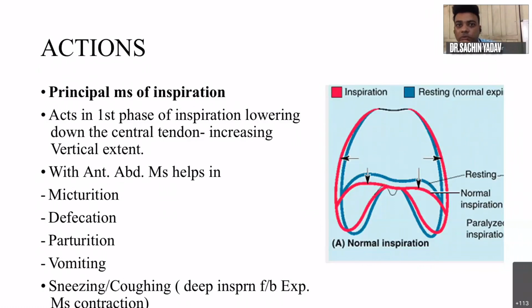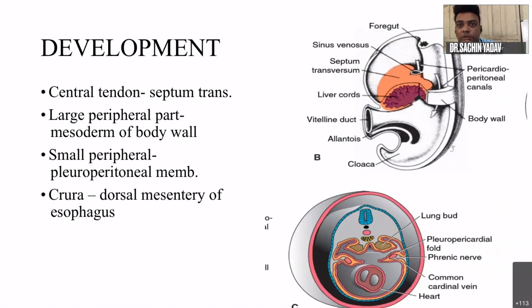How is it developed? So the central tendon is developed from the septum transversum. And the large peripheral part is derived from the mesodermal cells of the body wall, and the small peripheral part is derived from the pleuroperitoneal membrane. Okay, and the crura are derived from the dorsal mesentery of the esophagus.